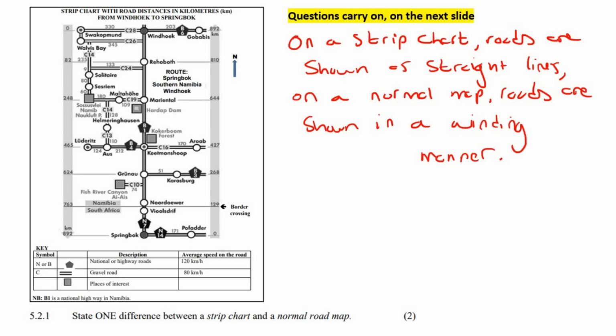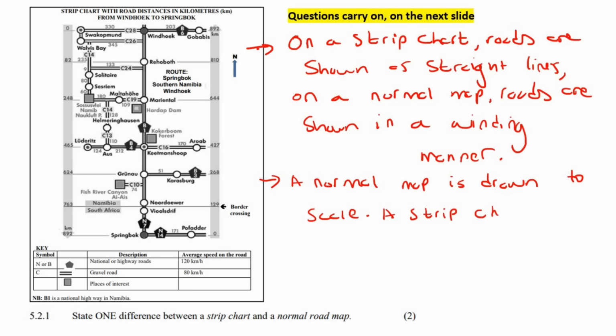Another option you could have said, so this is the one option. A second option you could have said is that a normal map is drawn to scale. A strip chart is not drawn to scale. Okay, that's the difference there.